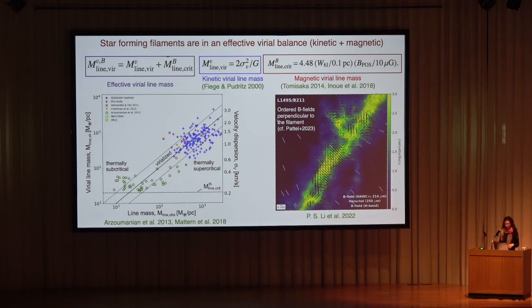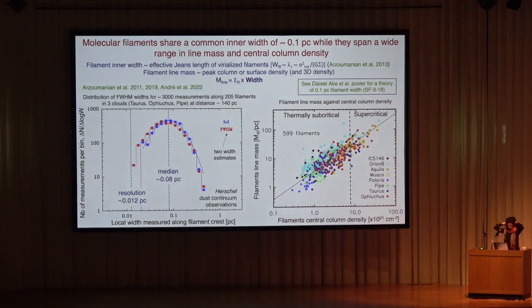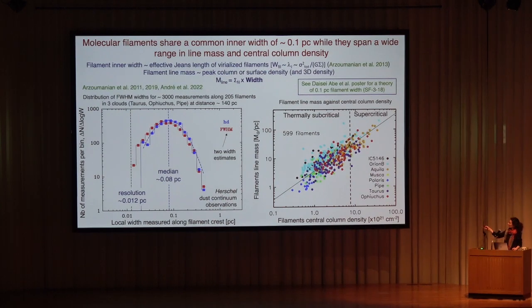And the observations show, as you have heard earlier, that the velocity dispersion increases for high line mass filaments, which suggests that the virial line mass also increases with the line mass, suggesting that the internal turbulence can support these filaments against gravitational collapse. And the fact that these filaments are in virial balance is also important in order to understand another property of the filament, which is the inner width, which is observed to be of about 0.1 parsec, which is also of the order of the effective Jeans length.